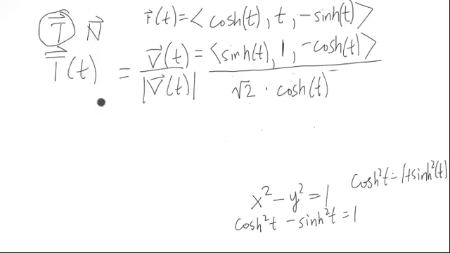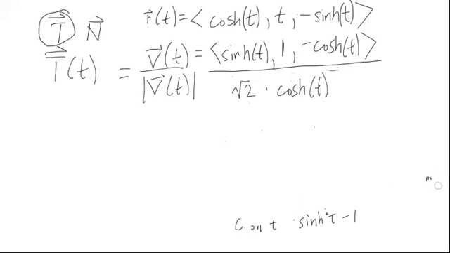Now let's find N. To compute N, we just take the derivative of the unit tangent vector with respect to t, and then we divide it by its length to make it a unit. That's how we find N. So we just take what we have right here and take its derivative.